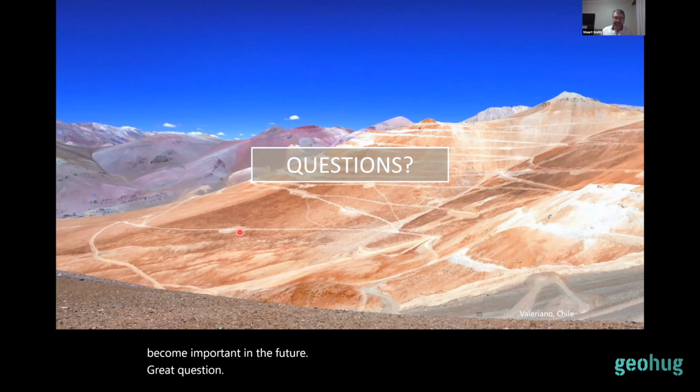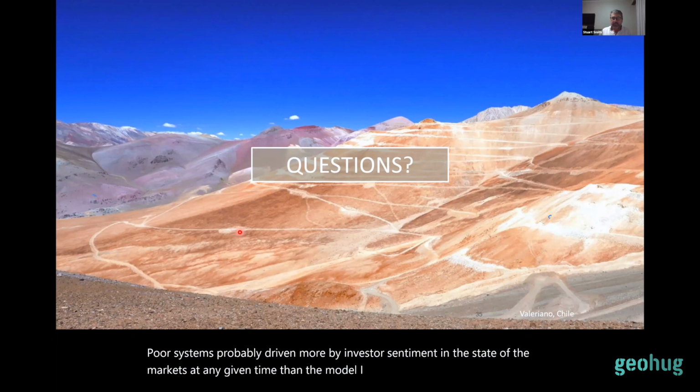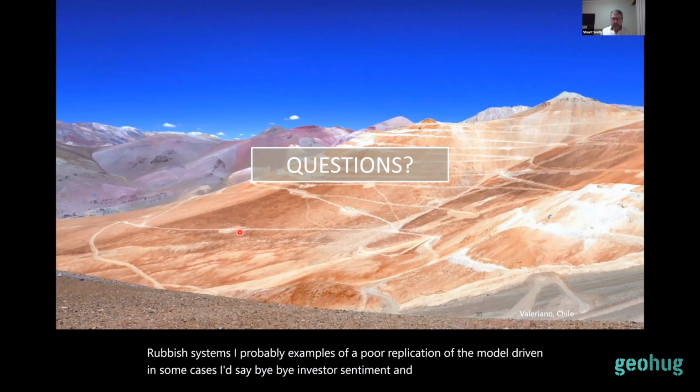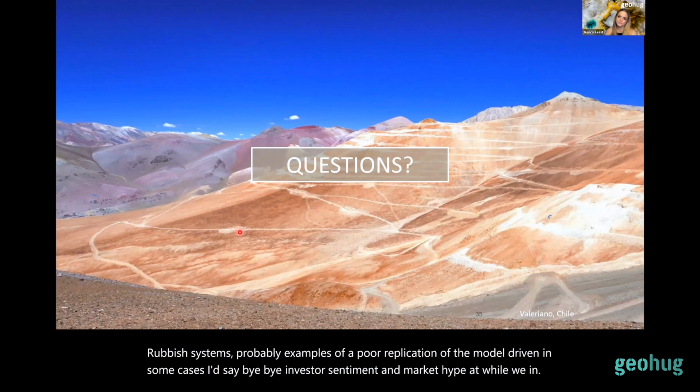I'd probably suggest it's the over-drilling of poor systems, probably driven more by investor sentiment and the state of the markets at any given time than the model. I think well applied, the model is sufficiently predictable that it improves your chances of success. So I think those examples where people have over-drilled really rubbish systems are probably examples of a poor application of the model, driven in some cases, I'd say, by investor sentiment and market hype, in periods such as we are now.